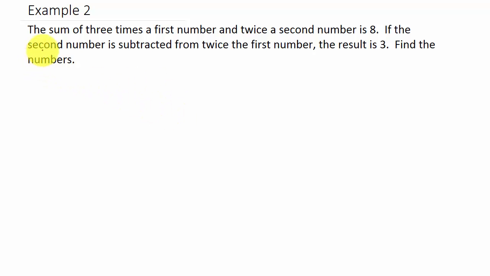All right, so let's look at this. It says the sum of 3 times a first number and twice a second number is 8. If the second number is subtracted from twice the first number, the result is 3. Find the numbers.